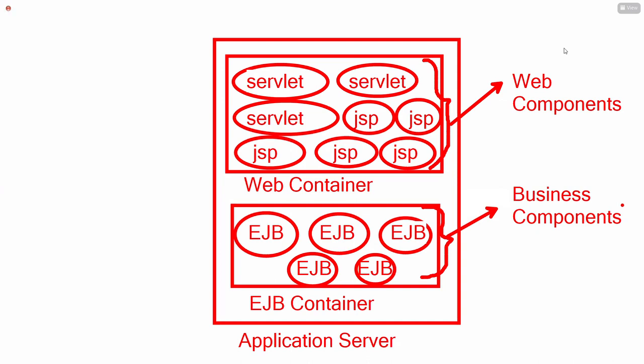So in this server, two containers are there. One is the web container, one more is the EJB container. The web container contains web components. The EJB container contains EJBs, business components. These are complete business related applications. Money related applications, money transactions will be there. For that, Enterprise Java Beans are required. EJBs are a fully secured application concept. That is Spring Enterprise, later we'll see.